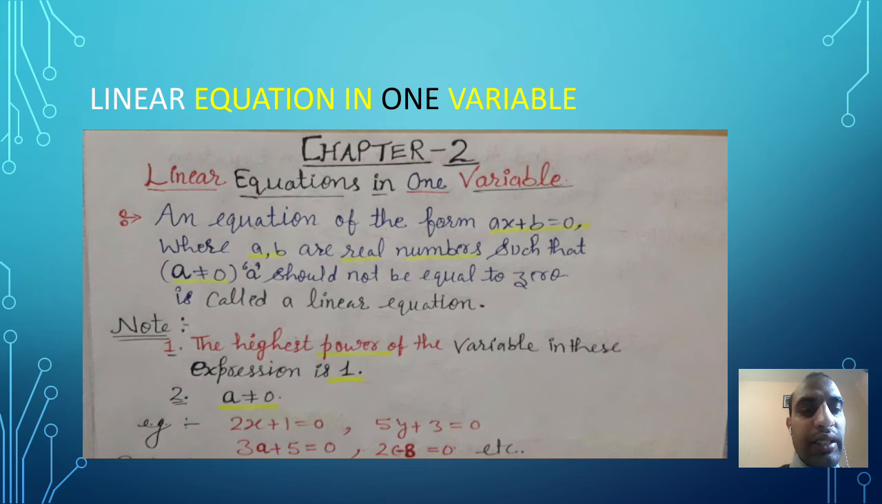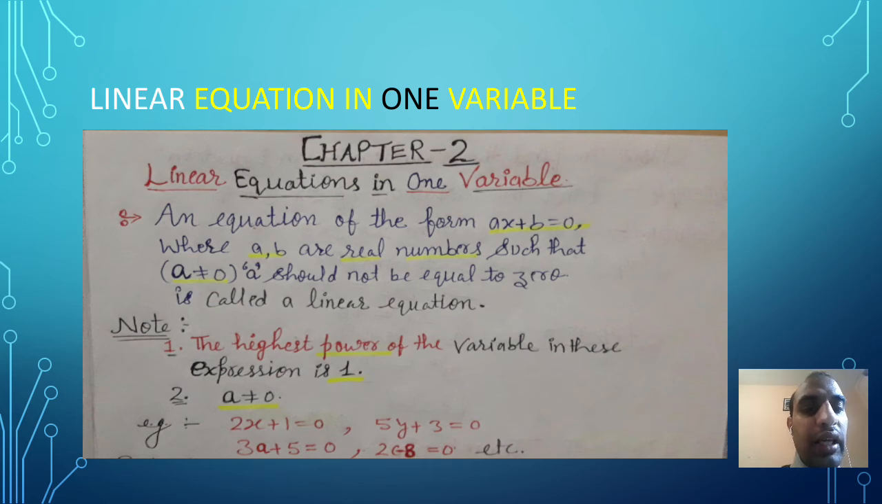So have a look at the examples. First example I have taken, 2x plus 1 equals to 0. You can easily see here the power of x is 1. Next, 5y plus 3 equals to 0. Once again check, the variable is y and the maximum power is 1.